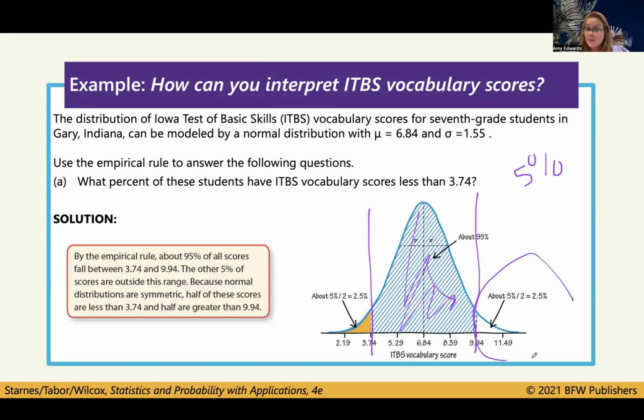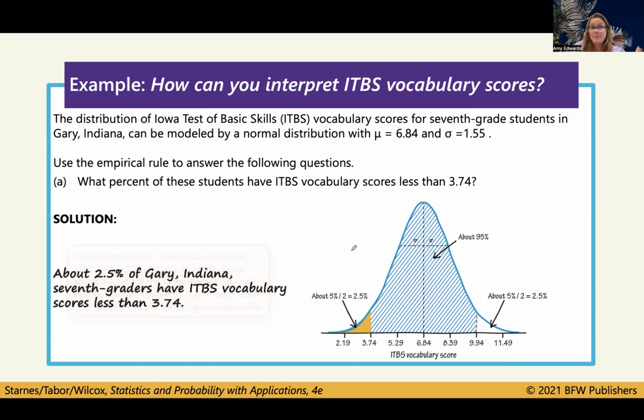So 5% represents this area and this area. Now remember, this is symmetrical, so both sides are the exact same. If I divide that 5% in two, you can see where I get. This upper region is about 2.5%. This lower region is 2.5%. So I can say definitively that the percentage of students that had a 3.74 or below is about 2.5%.